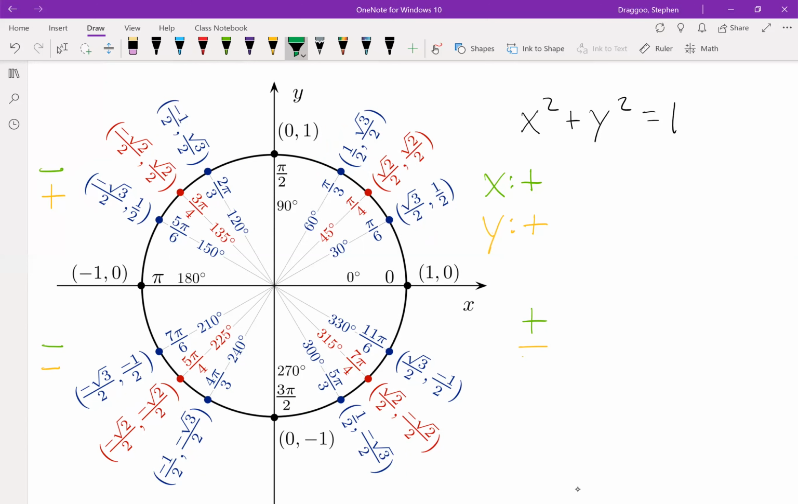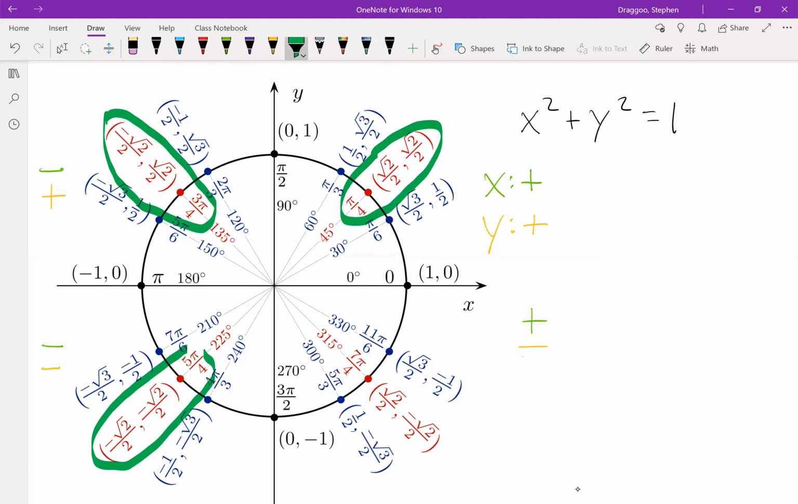And the same thing shows up for all the over 4s. Every pi over 4 angle has a reference angle of pi over 4, and the x and y numbers are the same, just with the appropriate negatives added depending on the quadrant.